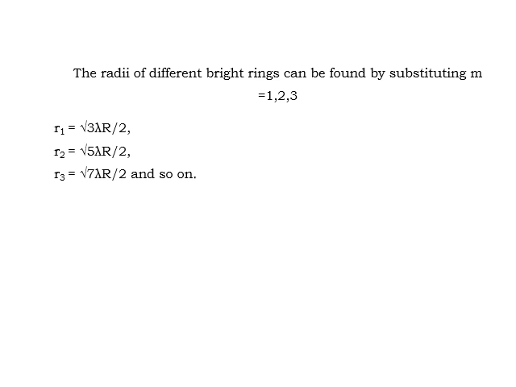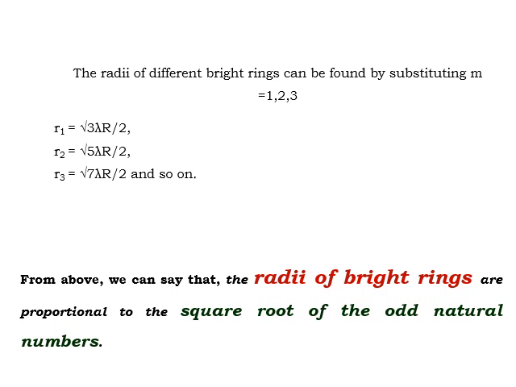To find out the radii of different bright rings, we can substitute m equal to 0, 1, 2, 3 like this. So for R1, it will be under root 3 lambda R by 2. R2 is equal to under root 5 lambda R by 2. R3 is equal to under root 7 lambda R by 2, and so on. Here we can conclude that the radii of bright rings are proportional to the square root of the odd natural numbers.